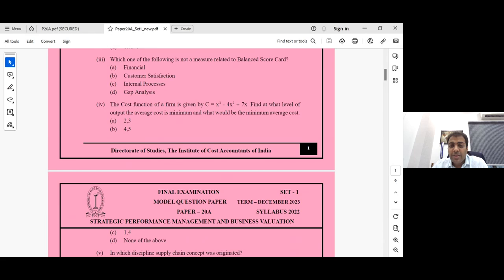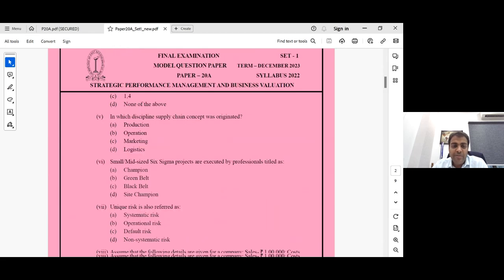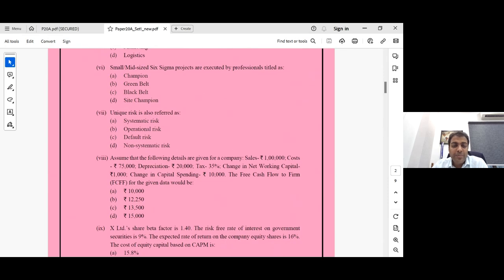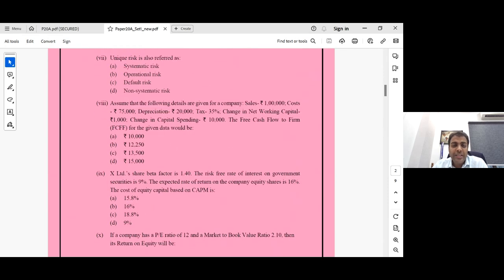Cost function of the firm is given by this. At what level of output? Average. Okay, strategic performance management, strategic performance management, strategic performance management. This one is coming from business valuation, right? So of course the question is going to be evenly spread.